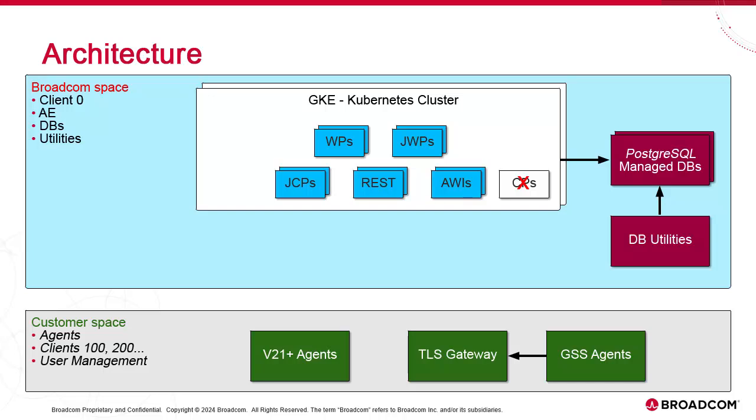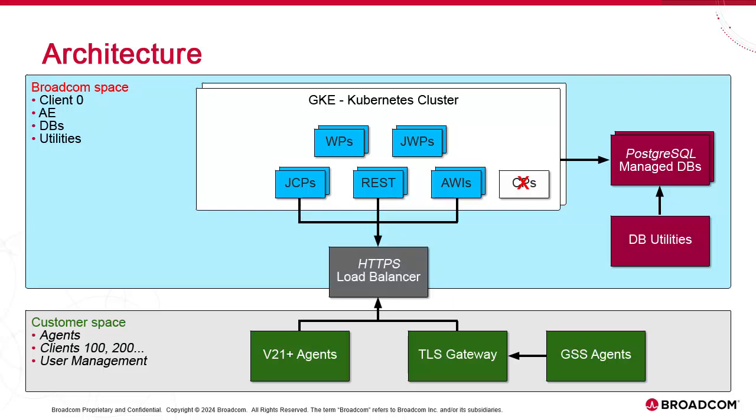Finally, three secure endpoints are available to customers. They are the JCP, the REST API, and the Automic web interface endpoints exposed via HTTPS. In the agent INI, the JCP URL is used for the connection equal parameter, and REST and AWI have exposed URLs of their own, which can be used anywhere.